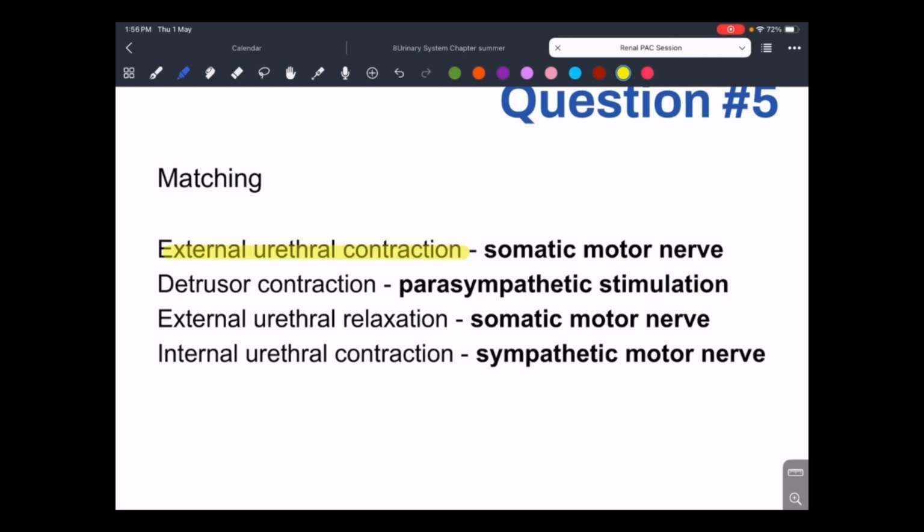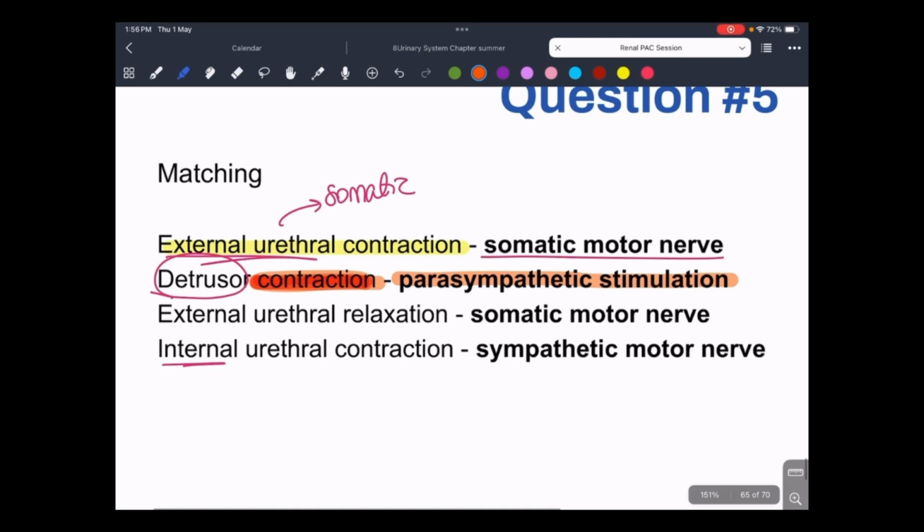External urethral contraction. There is only one thing I mentioned about the external urethral sphincter, and that's somatic. Why? Because remember, it has skeletal muscle, but it's related to the somatic motor nerve. Detrusor contraction. Detrusor and internal are both related to parasympathetic, but here it's talking about what? Contraction. Read the question very carefully. Contraction means parasympathetic stimulation.